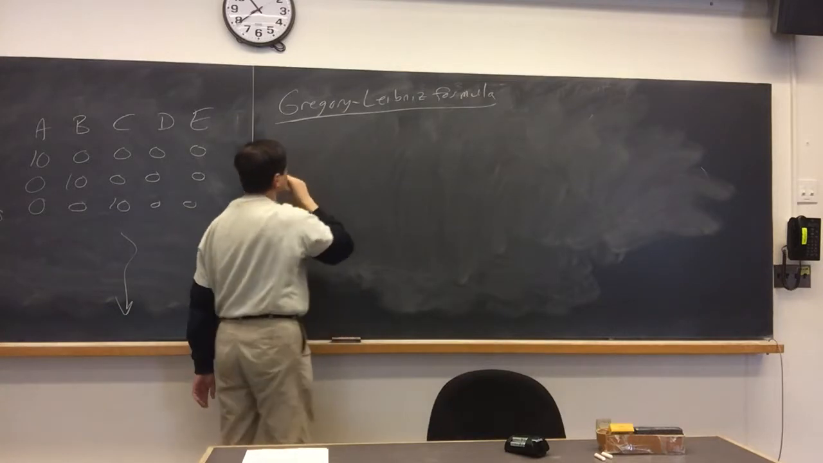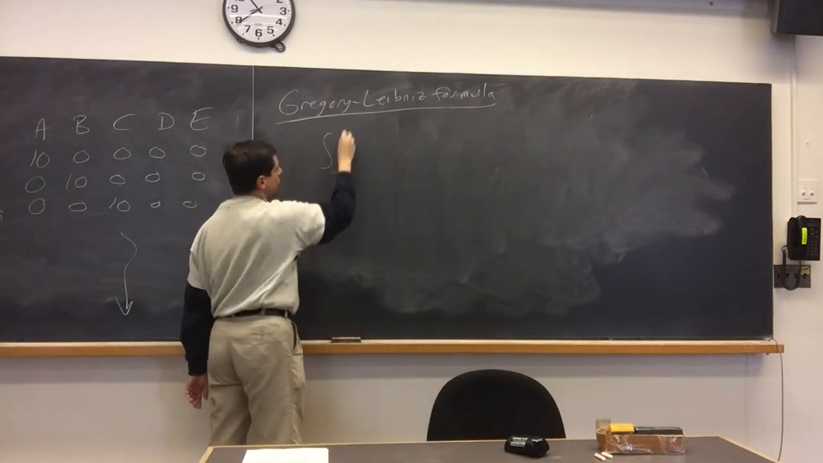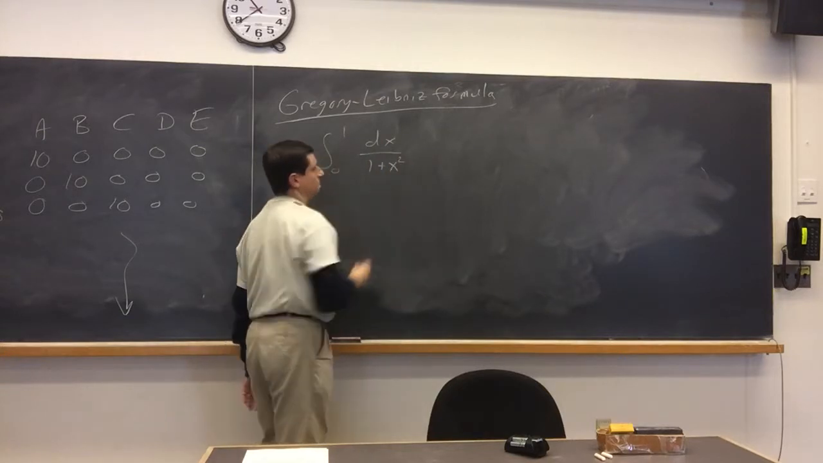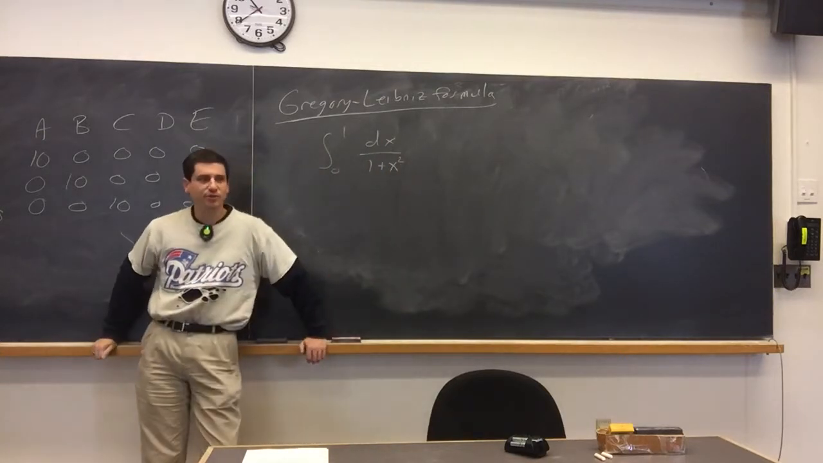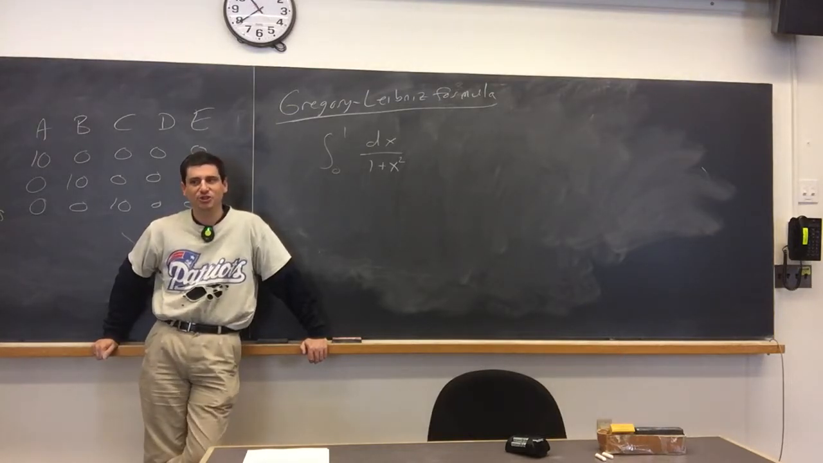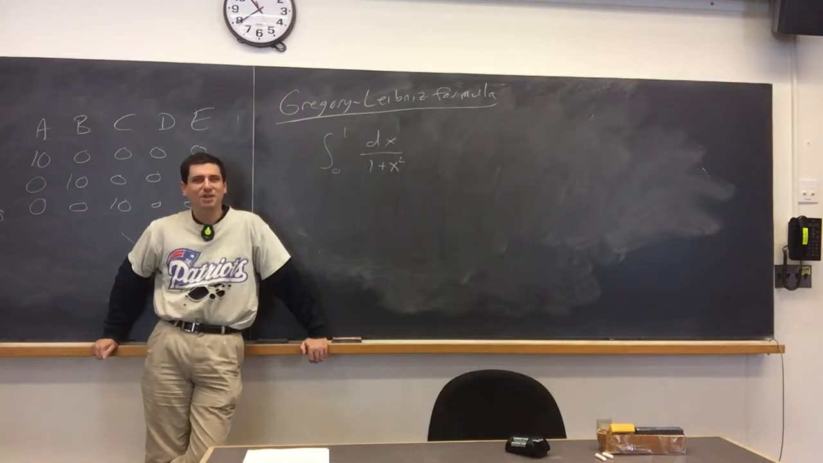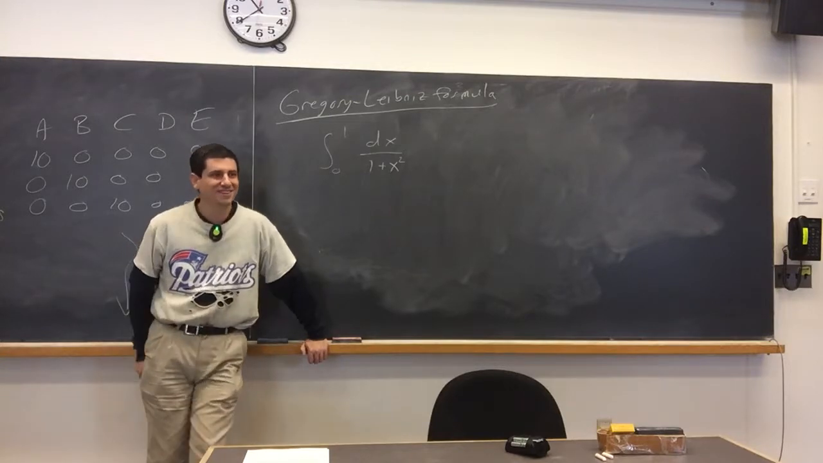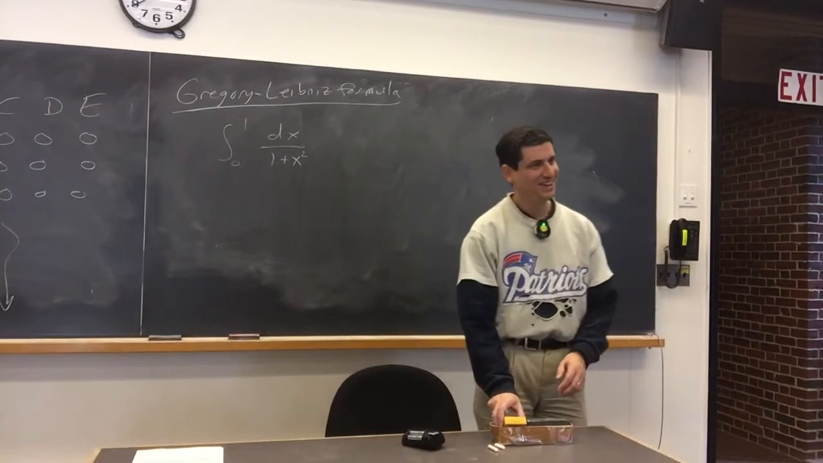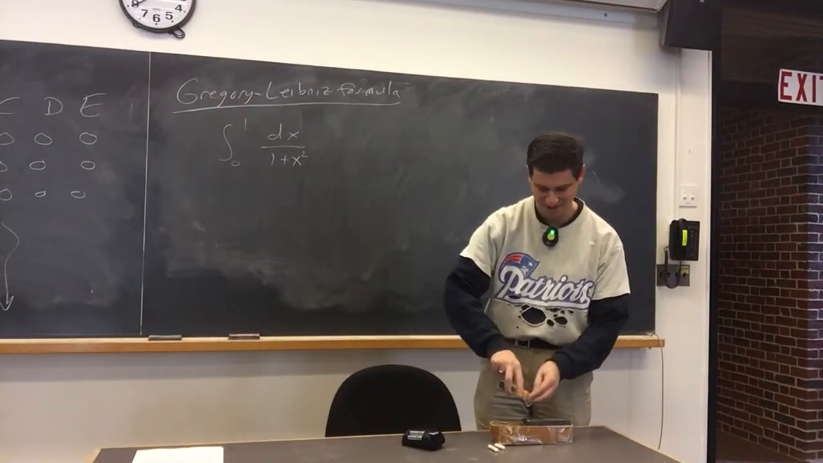It is the following: the integral from 0 to 1 of dx over 1 plus x squared. This is a good way to quickly review calculus. I know it may have been a while since some of you have seen calculus. Does anybody recognize the antiderivative of this function? Yes? It is arctangent.